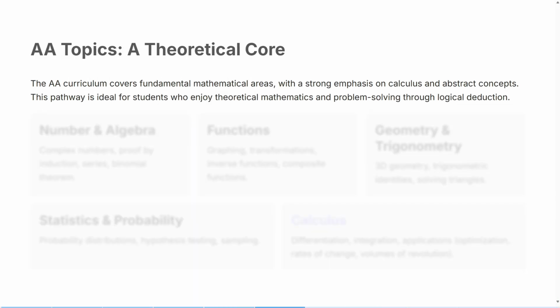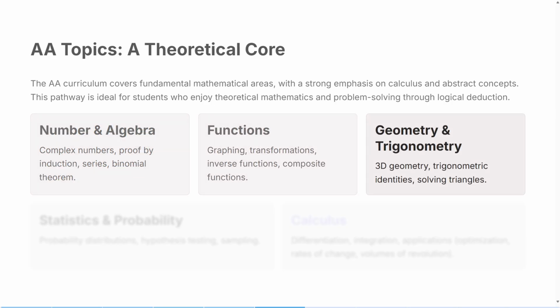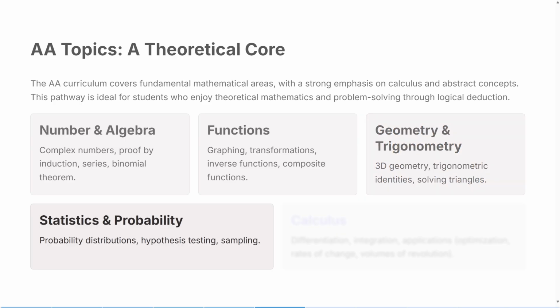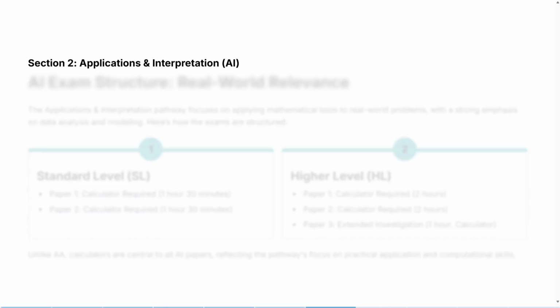The AA curriculum covers 5 core areas, but with a strong emphasis on theory and calculus. In number and algebra, you'll study things like complex numbers, induction, and binomial theorem. Functions cover graphing and transformations. Geometry and trigonometry involve 3D geometry and trigonometric identities. Statistics and probability include distributions and hypothesis testing, and in calculus, you'll cover differentiation, integration, and many applications.